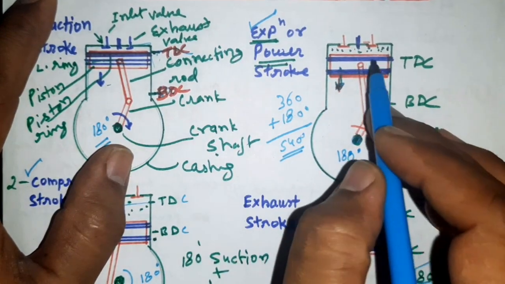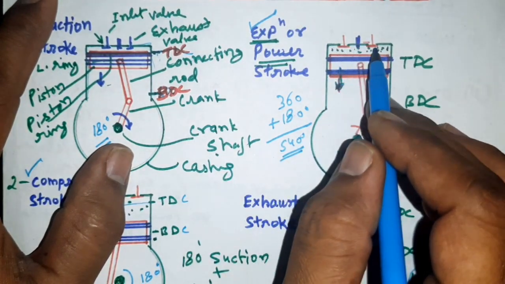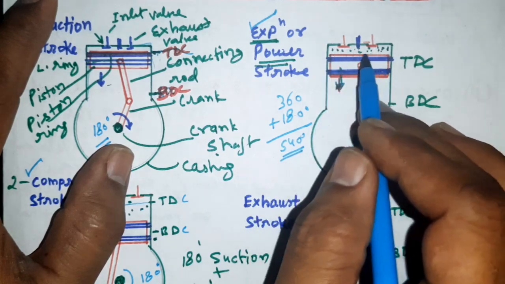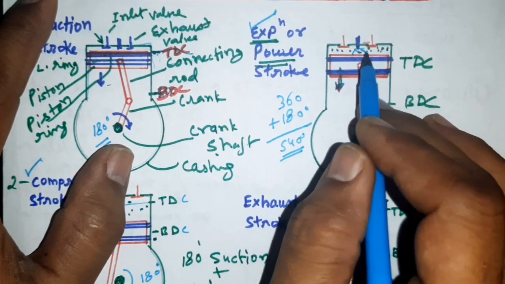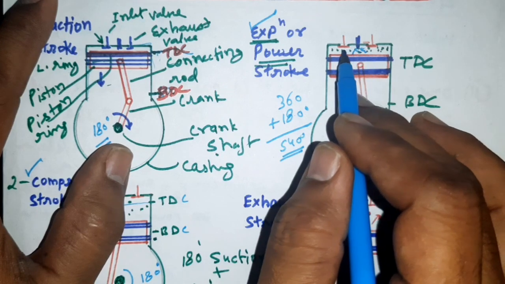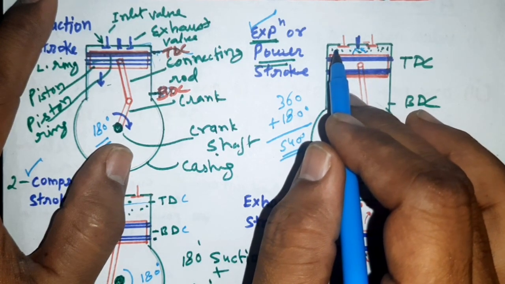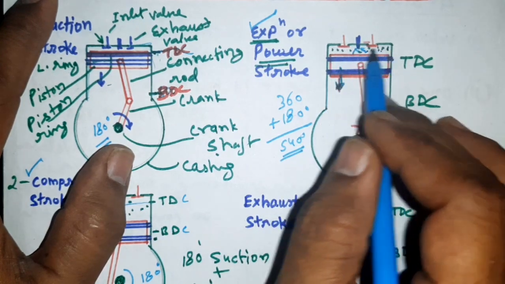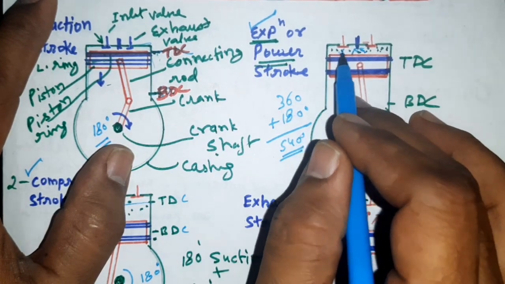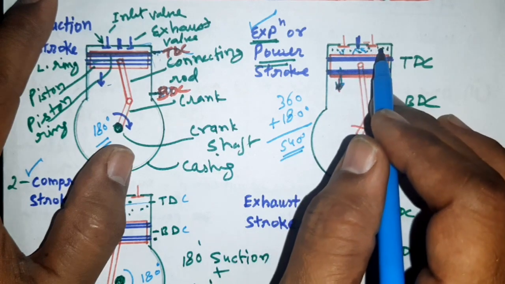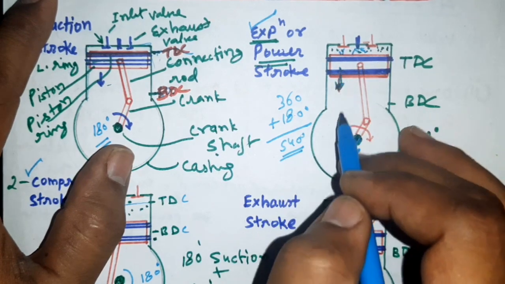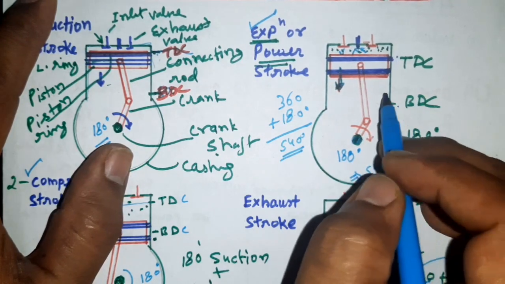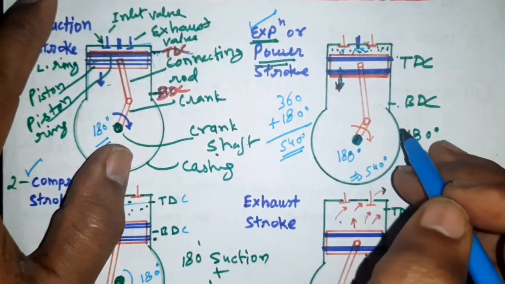During this expansion process, the inlet and outlet valves are both closed and the air fuel mixture is fully compressed, and we provide the spark from the spark plug. Combustion will take place in this combustion chamber, and due to the combustion of fuel, thrust will be provided by the burnt gases. So this piston will move vertically downward from TDC to BDC. This is called the power stroke.